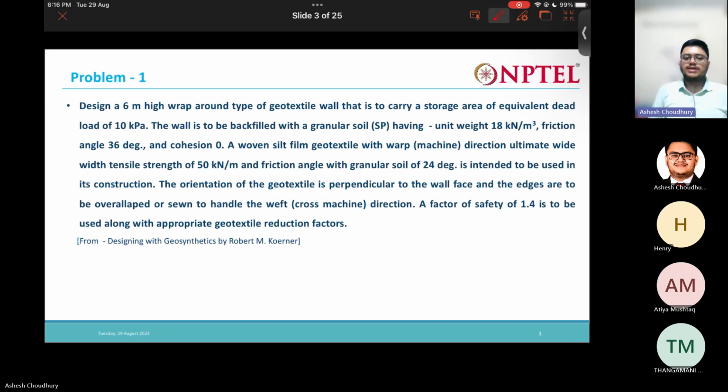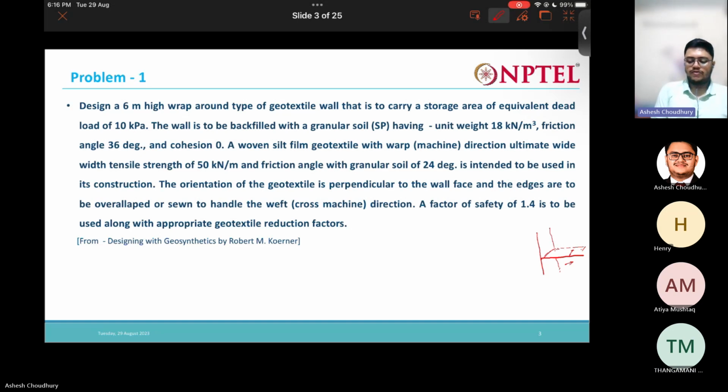The orientation of the geotextile is perpendicular to the wall face, and the edges are to be overlapped or sewn to handle the weft direction. That means, drawing the cross section, if this is the wall, the geotextile is laid like this. So this is the warp direction and this is the weft direction.